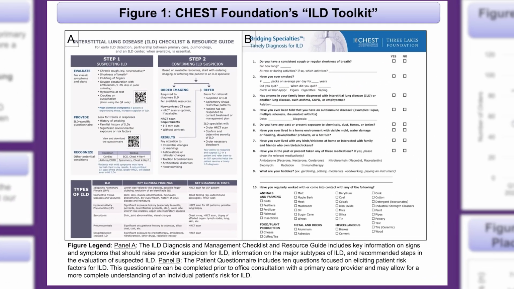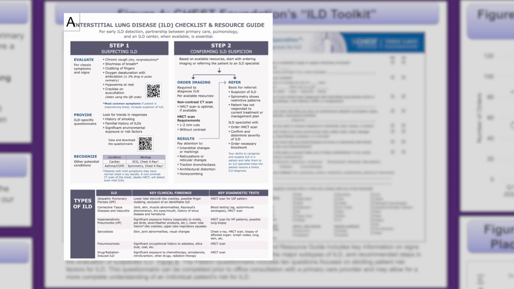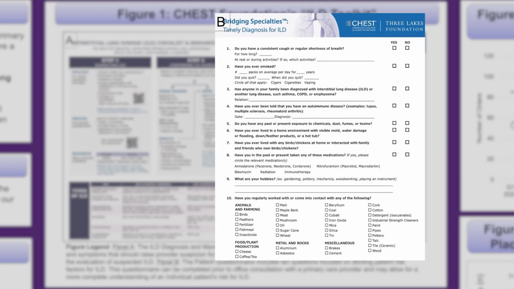I'll direct your attention to Figure 1 here. In Panel A, we have the ILD checklist and resource guide that was posted in all of the primary care physician workrooms that includes algorithms on how to evaluate suspected interstitial lung disease. And it also has information on different subtypes of interstitial lung disease. In Panel B of the figure, we had a patient questionnaire that included multiple risk factors used in the diagnosis or evaluation of interstitial lung disease.